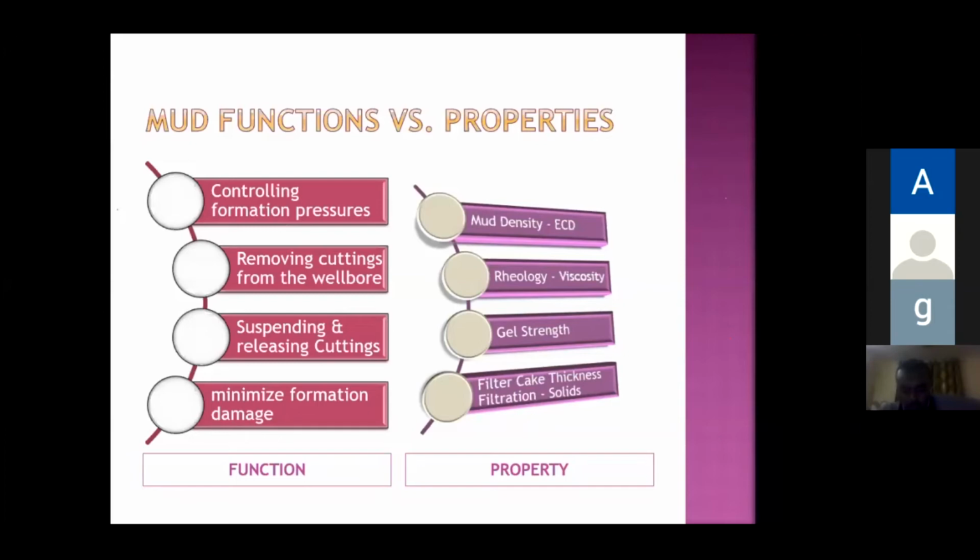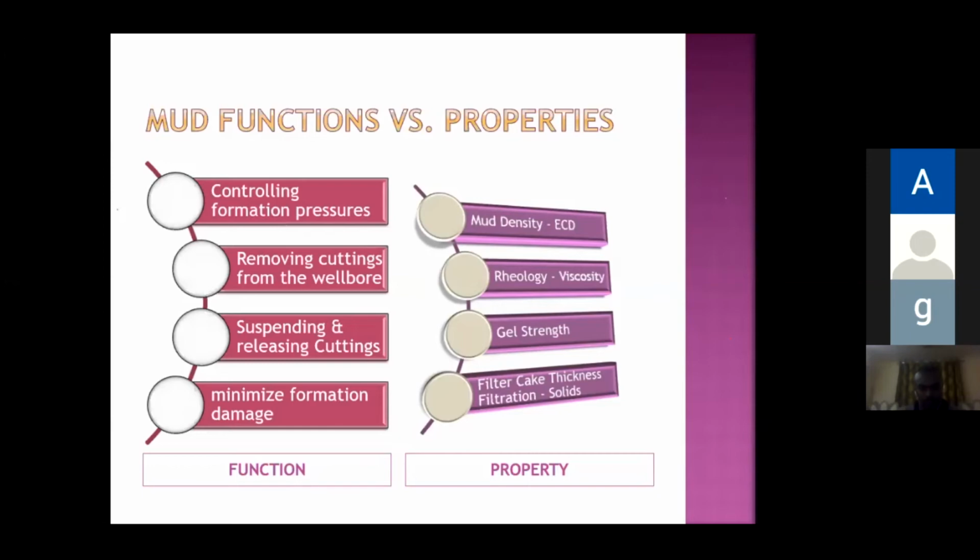minimizes formation damage. Minimize formation damage, talking about the filter cake thickness or filtrate and also solids. Because formation damage happens if solids, drill solids, go into the permeable formation and close the pores, or we have too much filtration, that means too much filtrate going inside the formation. This will minimize the formation damage by making proper filtration and a good filter cake, less thickness. And also, we don't need too much solids in the mud. We need the lowest value of solids.